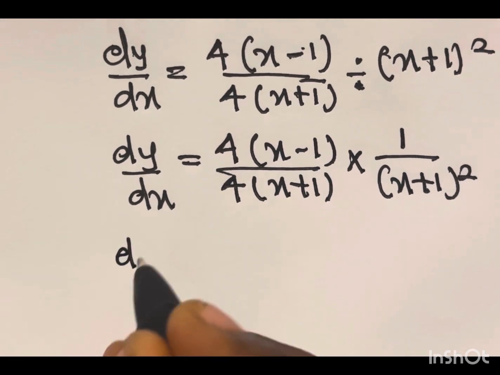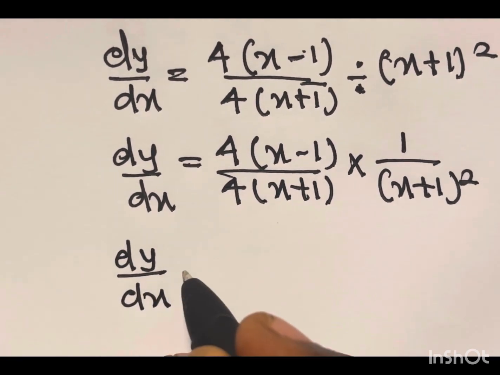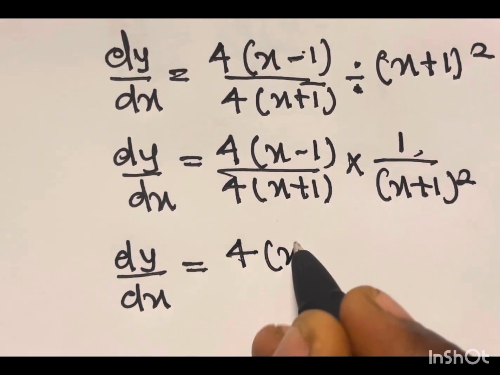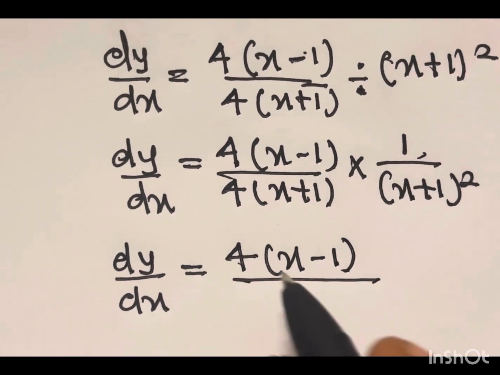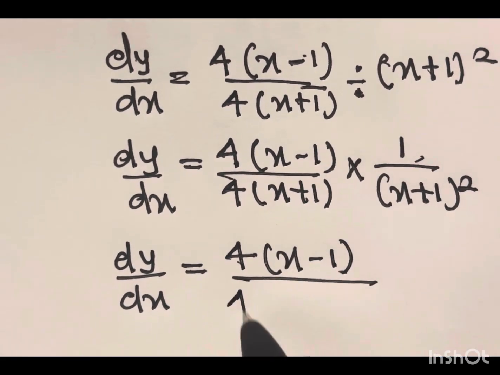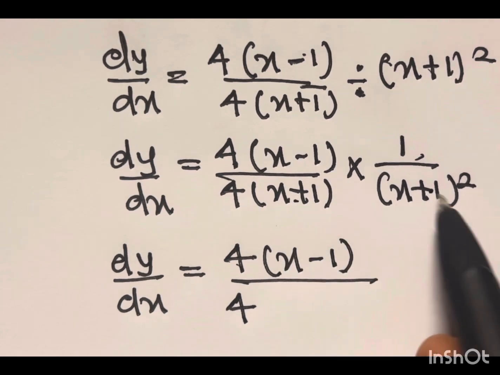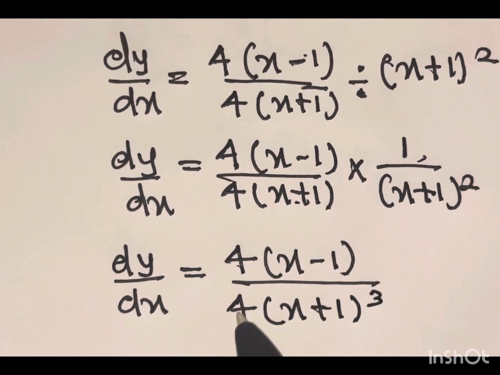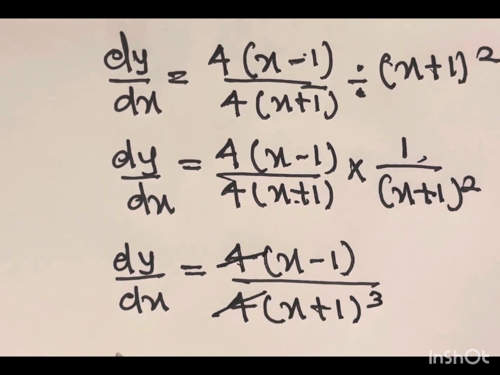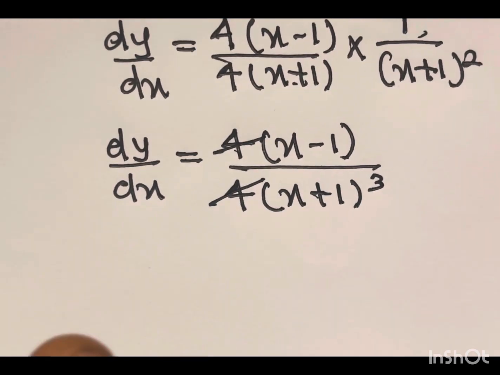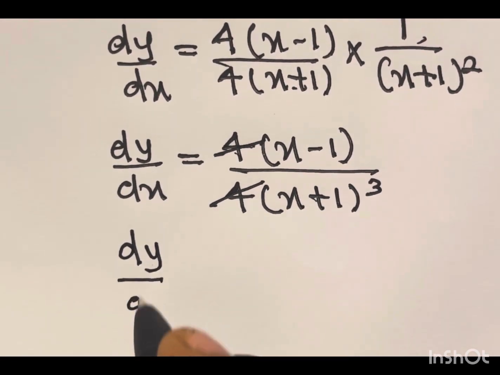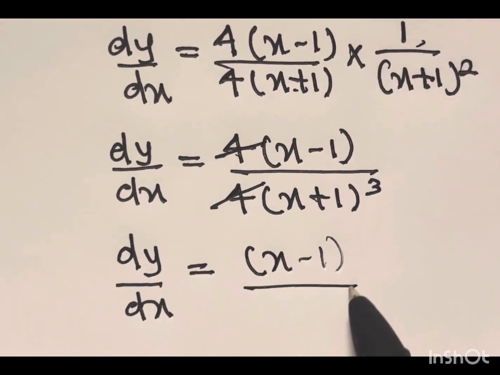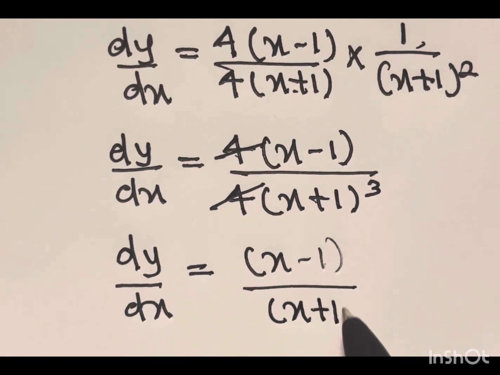Now we have dy/dx equal to 4(x minus 1) divided by (x plus 1) multiplied by (x plus 1) squared. The x plus 1 factors are common, so we have x plus 1 cubed. We observe that the 4 cancels out, and we have dy/dx equal to (x minus 1) divided by (x plus 1) cubed.